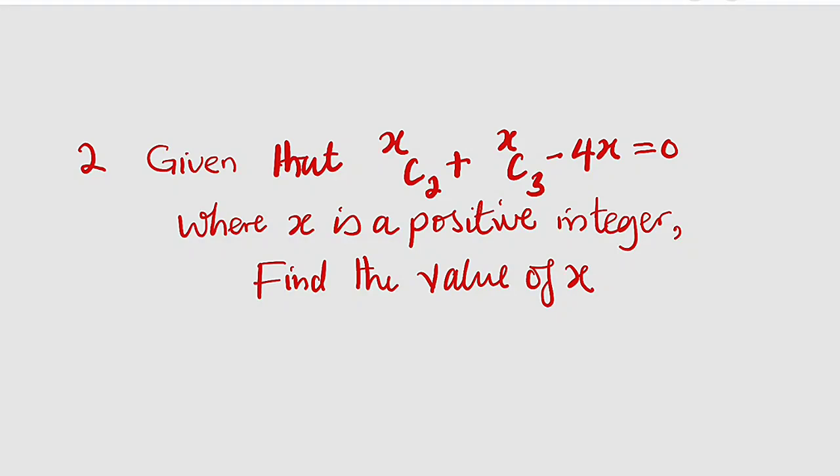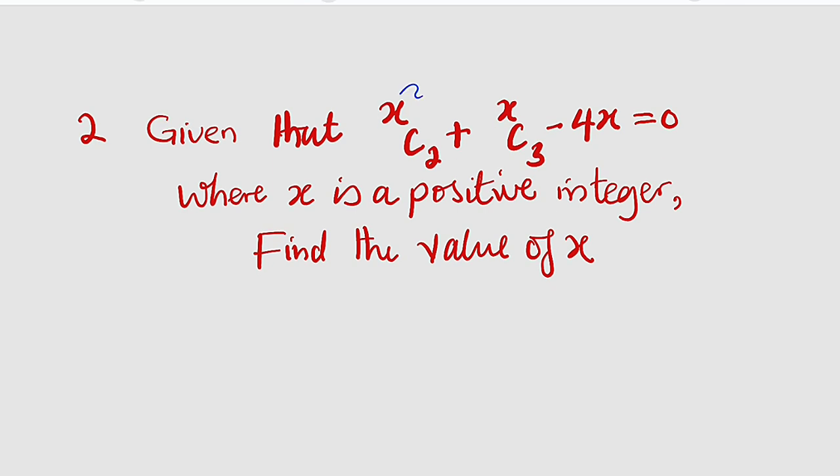Here is question number 2 of WAEC 2025 for the mathematics examination, the theory questions. Given that xC2 + xC3 - 4x = 0, where x is a positive integer, we are asked to find the value of x. Alright, let's get started. xC2 means what?